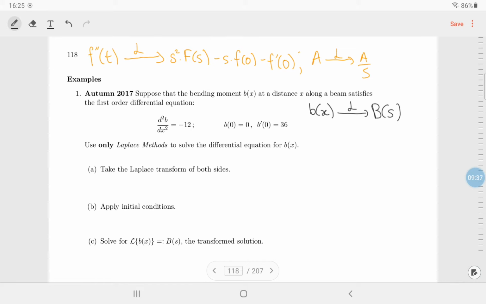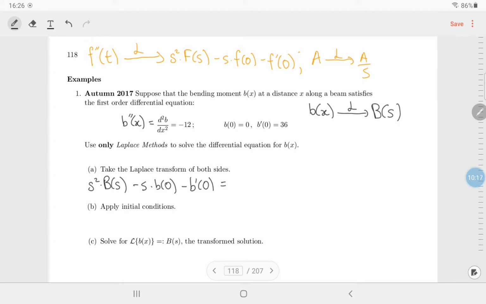So the second derivative, now I have to use the first orange formula up the top. So the s squared bit is okay. Now the big F of s, now remember this second derivative here is b double dashed of x. And so if we're sending f double dashed of x, we get this big F, but we're sending b double dashed of x, so it'll be big B. Minus s times, now we're sending b double dash, so it won't be little f of 0, it'll be little b of 0. And then minus, it won't be little f dashed of 0, it'll be little b dashed of 0.